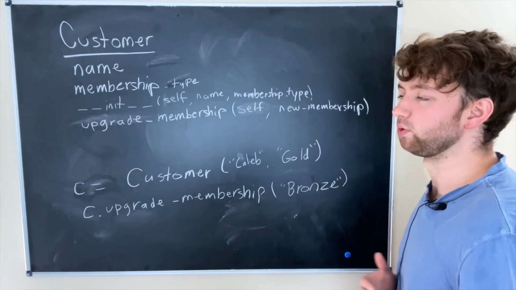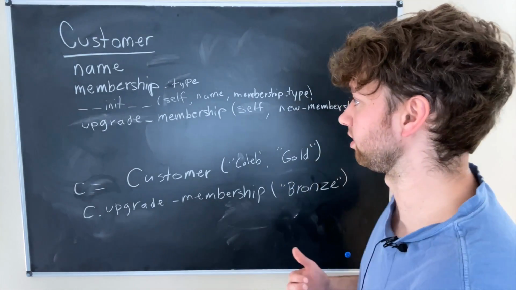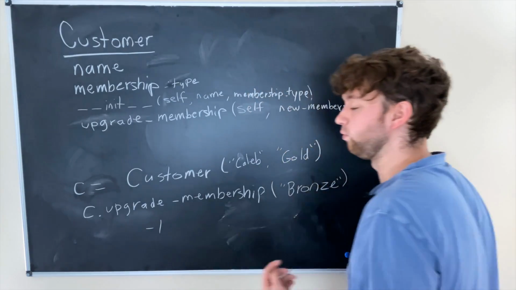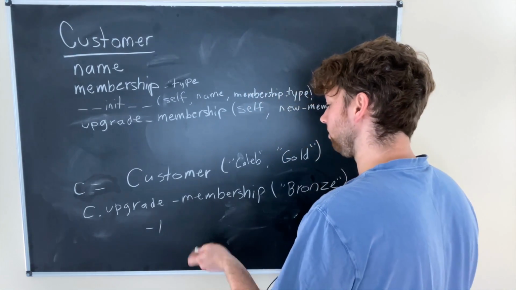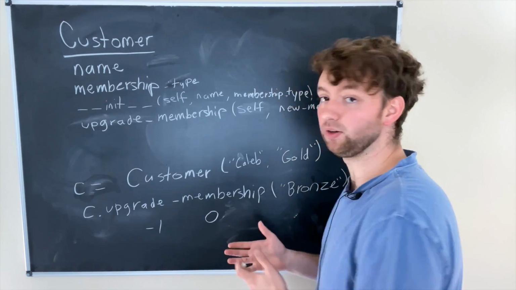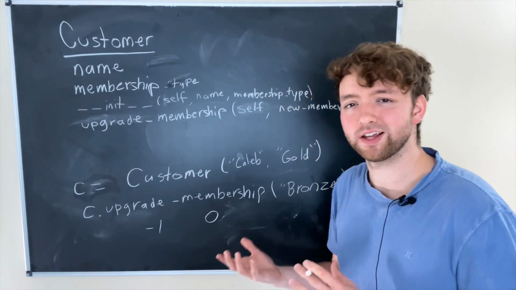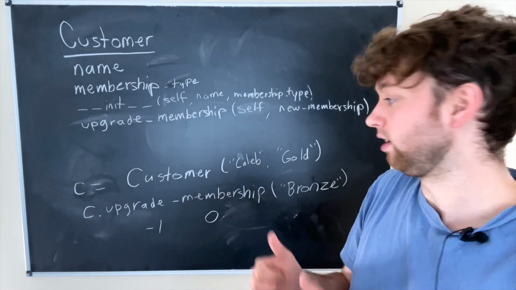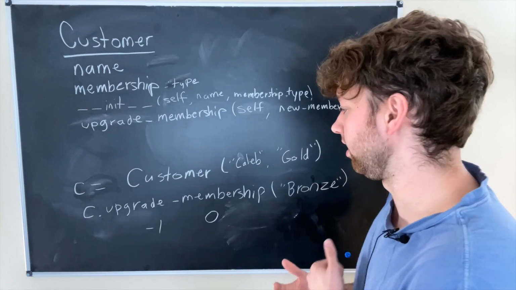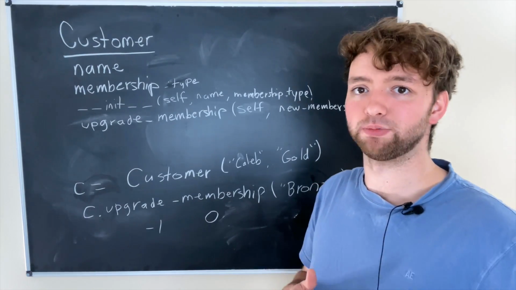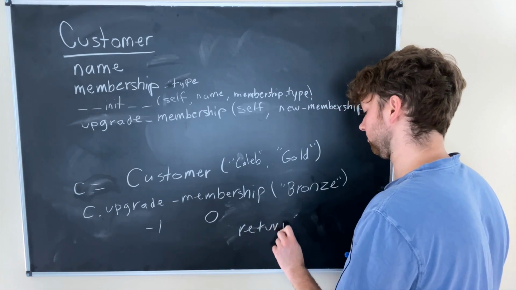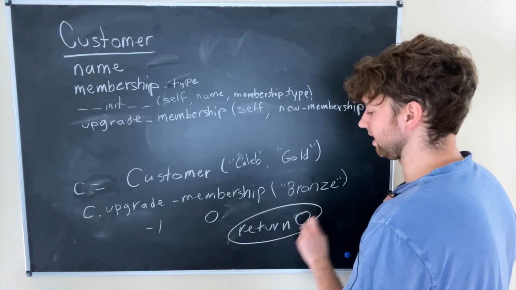So that's another thing with methods: they can return a value. For example, upgrade membership might return the value -1 if it didn't work, or it might return 0 if it did work. So 0 tends to mean it worked fine, -1 often means it broke, and any other number could mean something. If you have experience with C++ or C, you'll often see something like return 0. This basically means it worked.